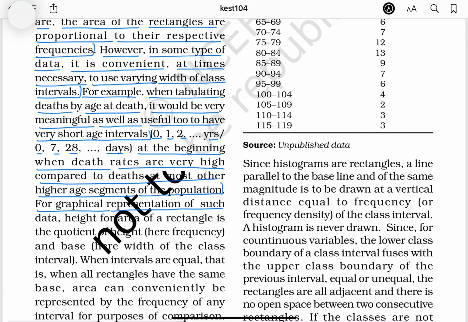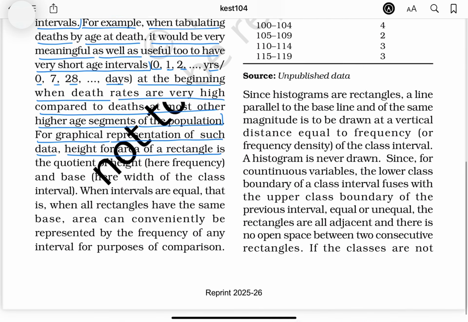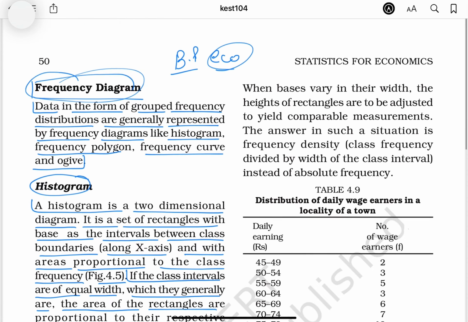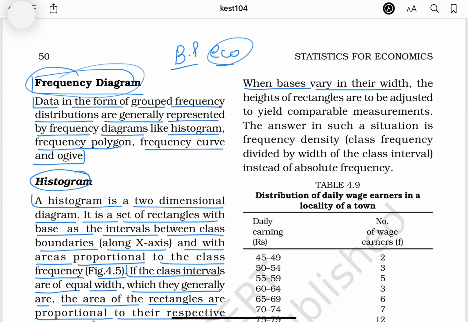For graphical representations of such data, the height or area of a rectangle is the quotient of frequency and base width of the class interval. When the intervals are equal, that is, when all rectangles have the same base, area can conveniently be represented by the frequency of any interval for purpose of comparison. When bases vary in their width, the heights of rectangles are to be adjusted to yield comparable measurement. The answer in such a situation is frequency density, class frequency divided by width of the class interval, instead of absolute frequency.